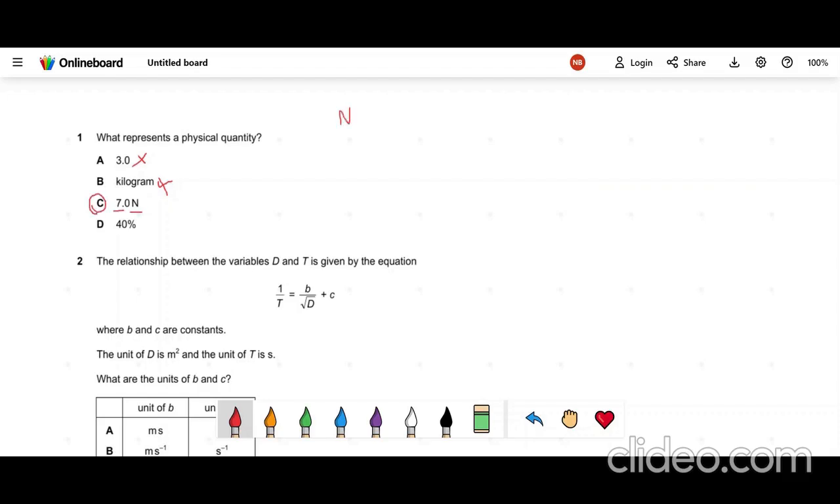Based on this, they can ask some more questions also. What will be the SI unit for the Newton? Like that they can ask. Or how will you convert that Newton into SI unit? Like that they can ask. So kilogram meter per second squared is the SI unit for Newton or SI unit for force, because Newton is the unit for force, right?